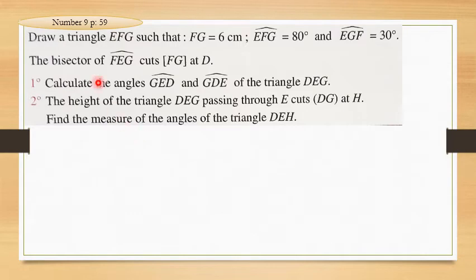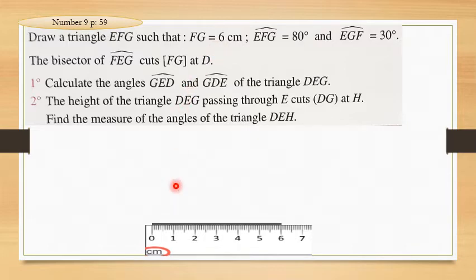Now exercise 9. Draw a triangle EFG such that FG equals 6 cm, angle EFG equals 80 degrees, and angle EGF equals 30 degrees. We start by drawing a segment by using our ruler starting from 0. Here, from 0 till 6, this is a segment FG. We put F and G at the extremities.